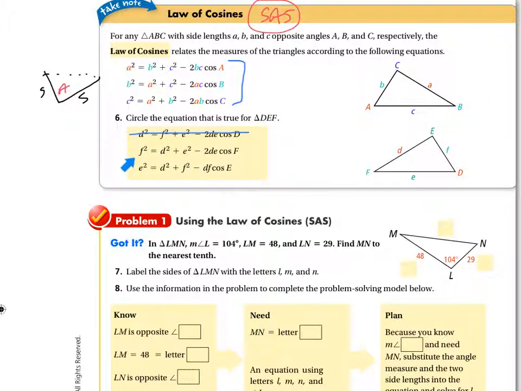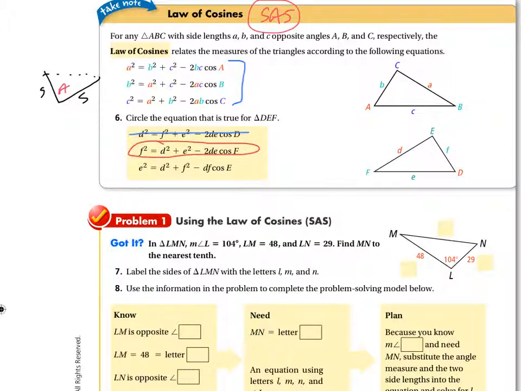So if I'm trying to find f, then the other two sides are being added together here squared, so that's good. Are these the two sides that are here? Yep, so far so good, and we have a -2. And then is this the angle across from the side I'm trying to find? Yes, so this is a good equation.